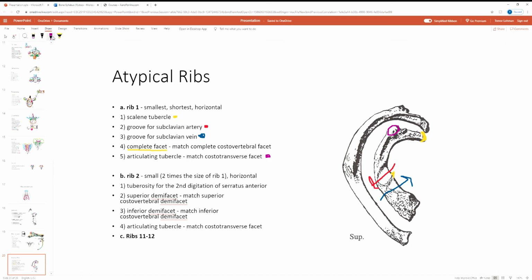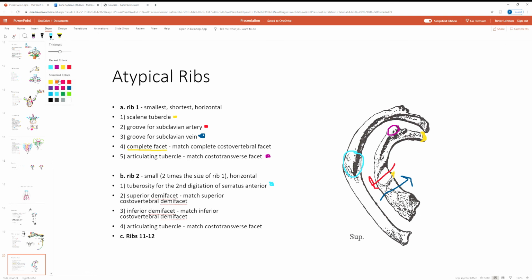Rib 2 is also small. It's bigger than rib 1, about twice the size. Now its interesting structure here, I love anatomy words: tuberosity for the second digitation of serratus anterior. So eventually we'll learn about a muscle called serratus anterior, which helps abduct your scapulae. It's right here. It has digitations or fingers that attach to different ribs and different structures. So the second digitation of serratus anterior attaches right there.